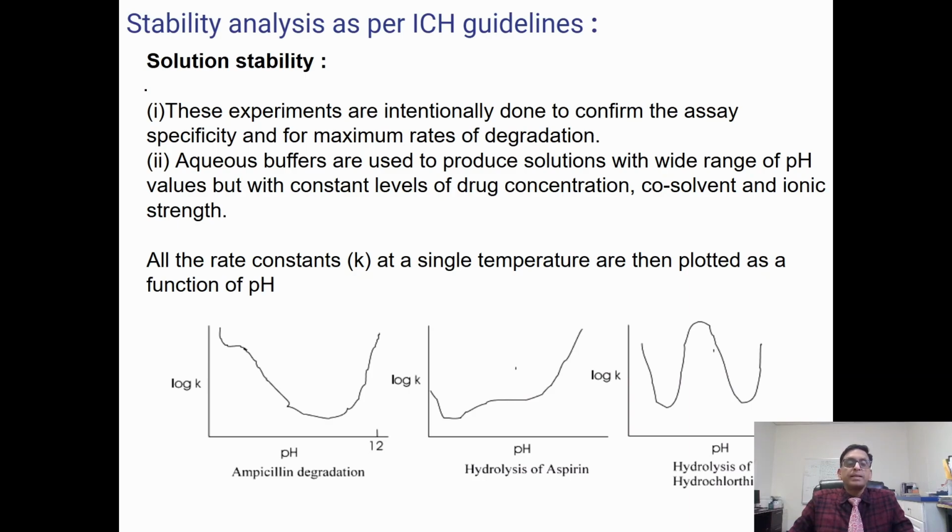carried out. And in this process, the rate constant, how the rate process is going on with respect to temperature and pH, will be determined. So pH versus log K value, where K is the rate constant, is going to be determined for each formulation. An example here is the ampicillin degradation pathway in solution form, and the hydrolysis of aspirin carried out at different pH conditions. Similarly, hydrolysis of hydrochlorothiazide is performed at different pH conditions.